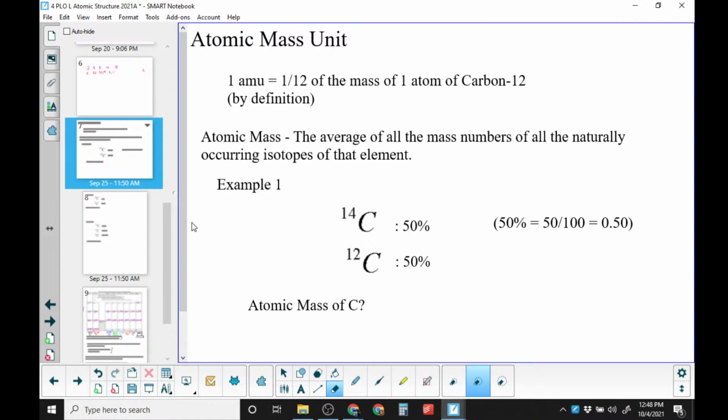Okay. Anybody still writing this down? Just the basics? No. All good? Okay.